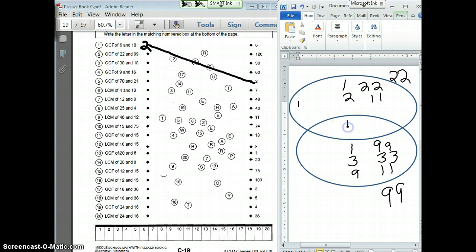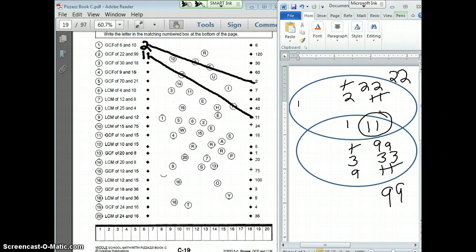So our common factors, 1. Remember, if you put it in the middle, you have to take it off the other side. And 11. Our greatest common factor would be 11. And if you want to do the connect the dot part, you'll be going through 17 and A to get to 11.